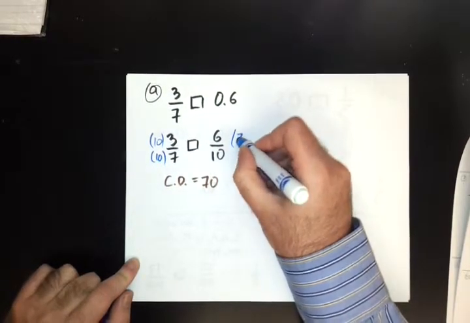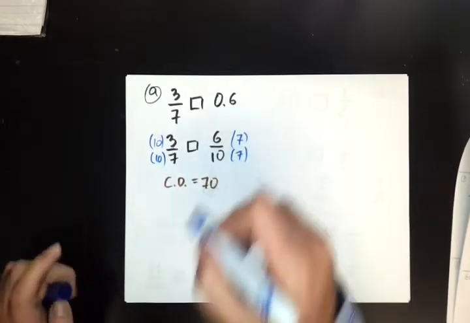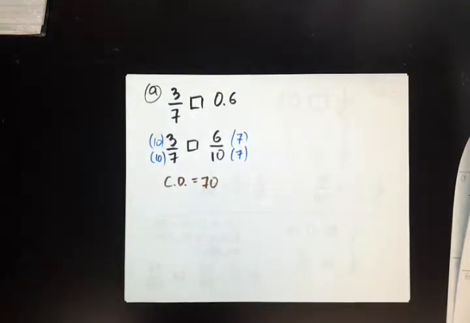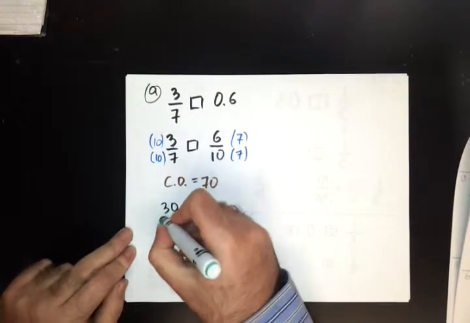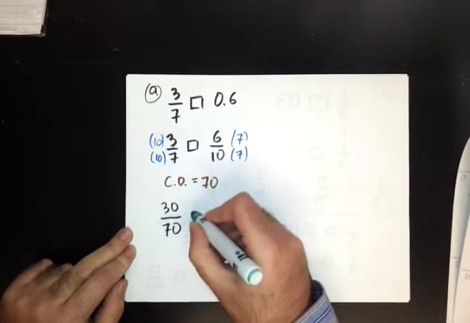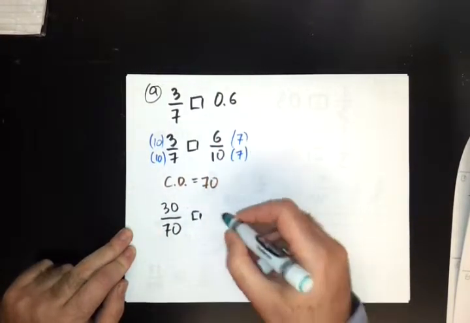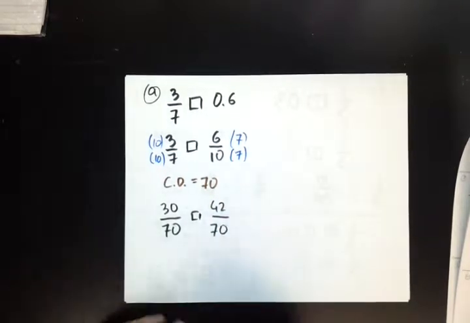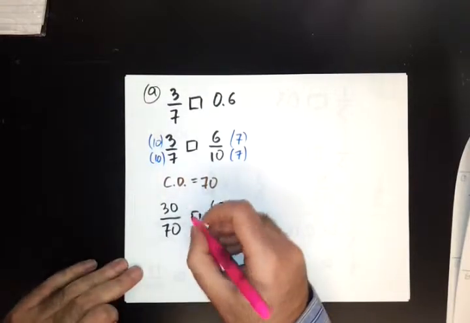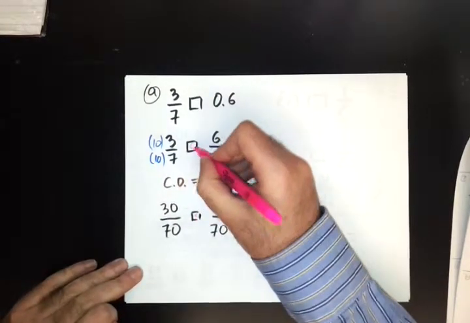Here I have to multiply by 7. Not too bad of a multiplication. 10 times 7 is 70. So I have 30 over 70, and I have 42 over 70. Which one's bigger? Easy. 42 is bigger.